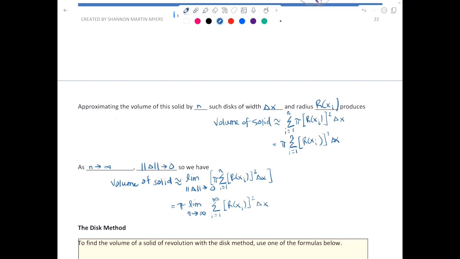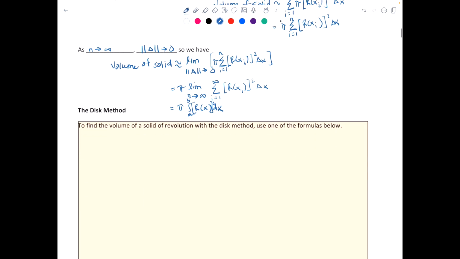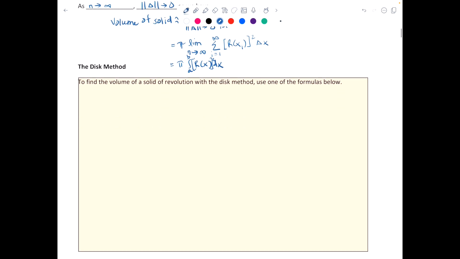And then what is that? That's just the pi times the definite integral from a to b of R at x dx. And that R of x is squared. So to put it a little bit more neatly, to find the volume of a solid of revolution with the disk method, use one of the formulas below.